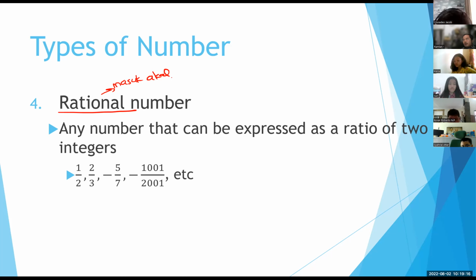So the numbers that can be included into rational number is any number that can be expressed as a ratio of two integers. As you can see that, you have to know what integer is, right? So this will be a very useful word for you to differentiate between rational number and the next type of number that I'm going to tell you.